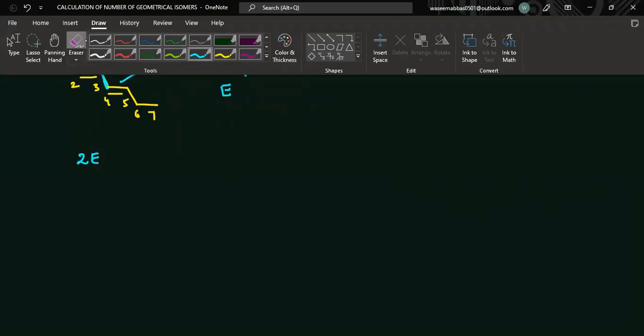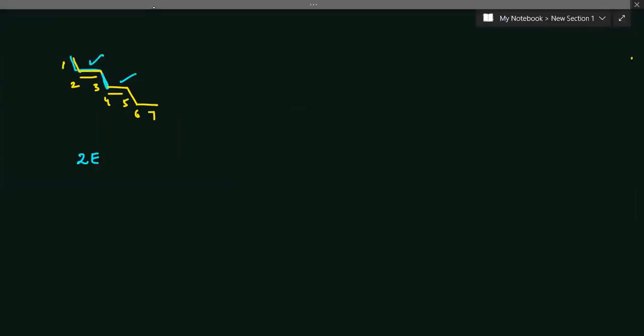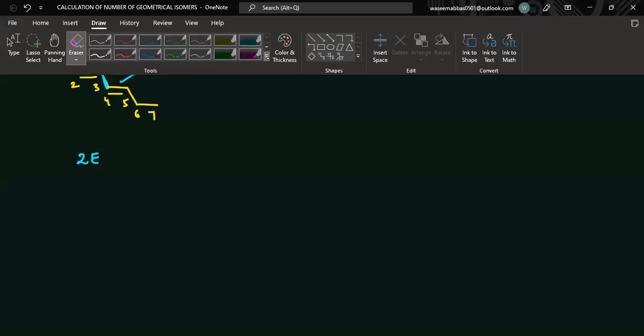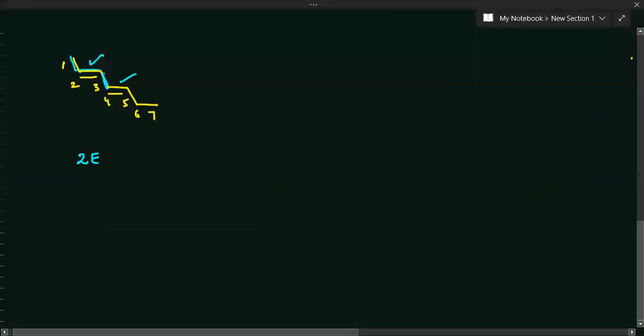And at the fourth position also, it looks like a trans. See, the fourth position also looks like a trans. So I'll call it 4E. So the designation, the IUPAC representation of this molecule, is 2E,4E. What are these E and Z forms? I have already discussed them in my previous lecture. Please go through that.